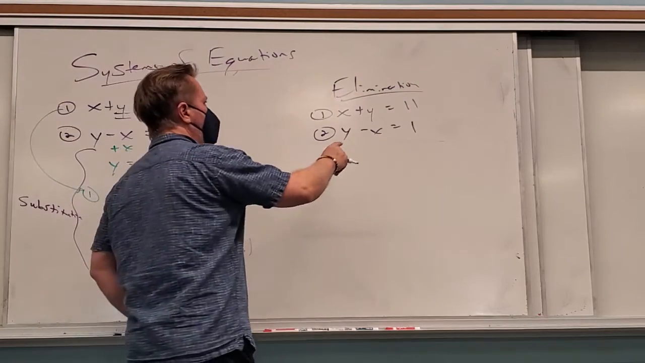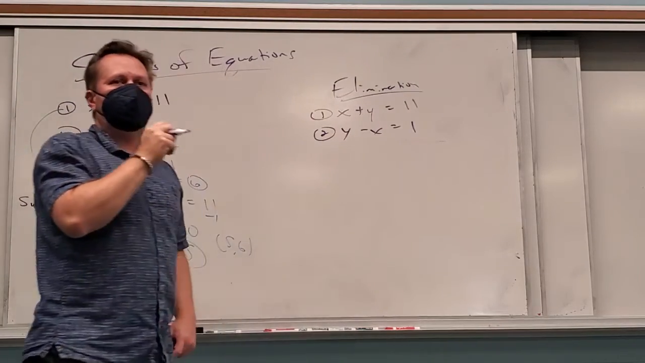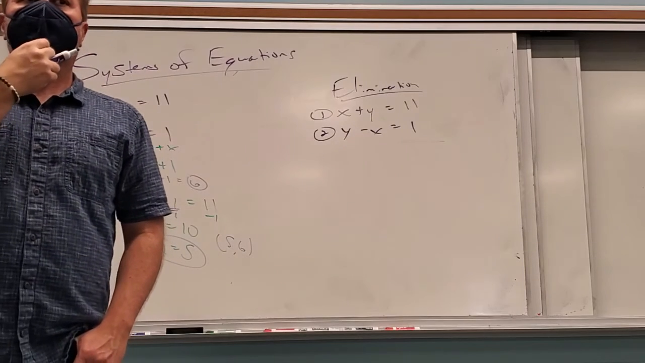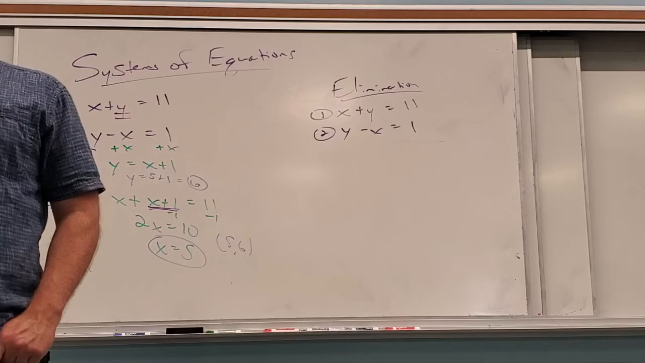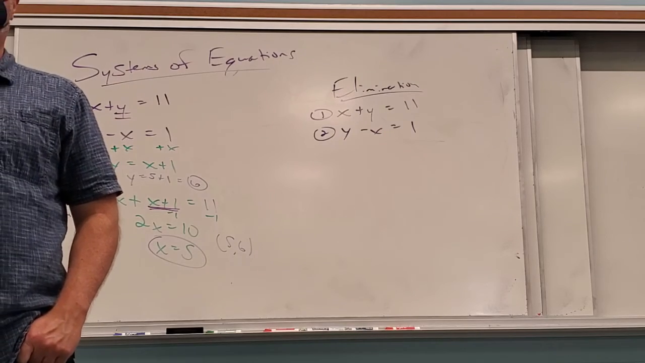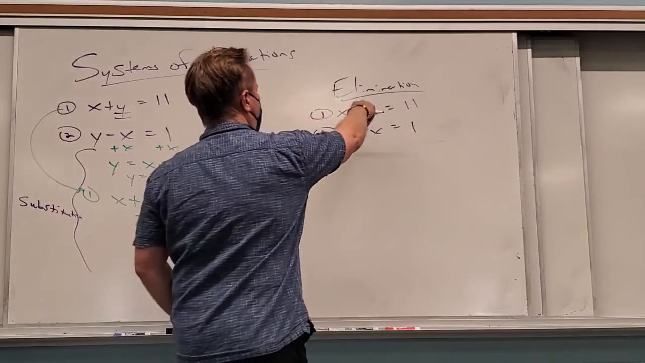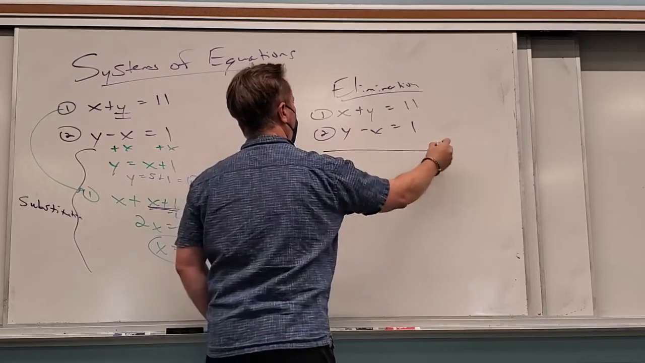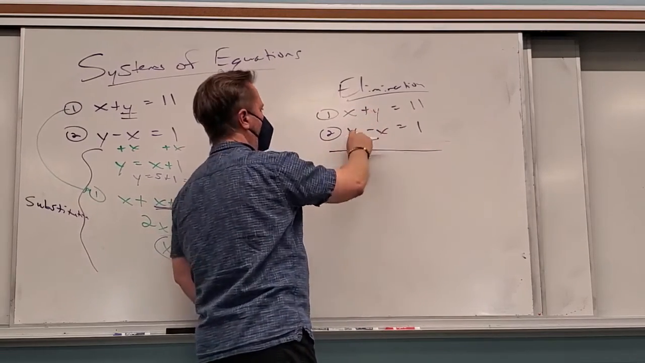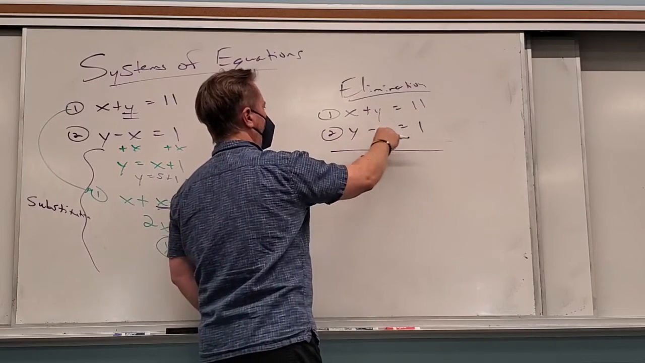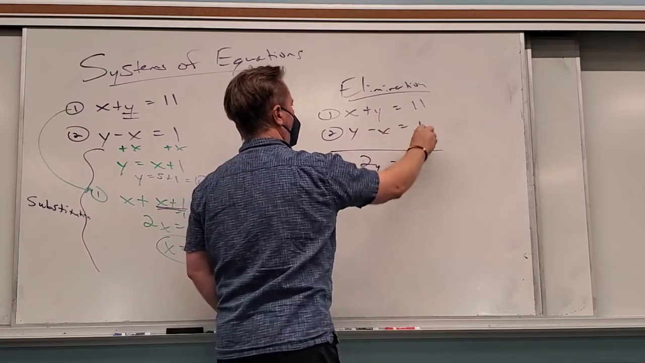So, here's something that's really weird. If you've never done this before, I'm allowed to add equations together. You guys know that? If I add these equations together, what happens? The x's cancel. Do you see that? y plus y is 2y. x minus x is 0. 11 plus 1 is 12.